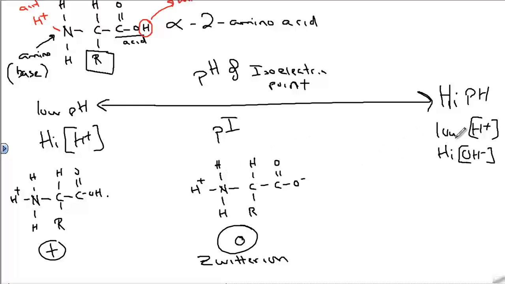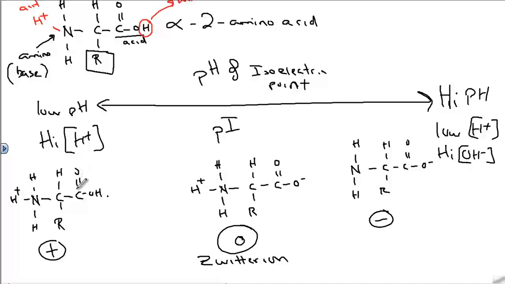And as we shift to the right, we remove even more H's, and now it comes off of the amino group, returning that portion to a neutral compound. Now it has a net negative charge. Okay, so this is important to note.